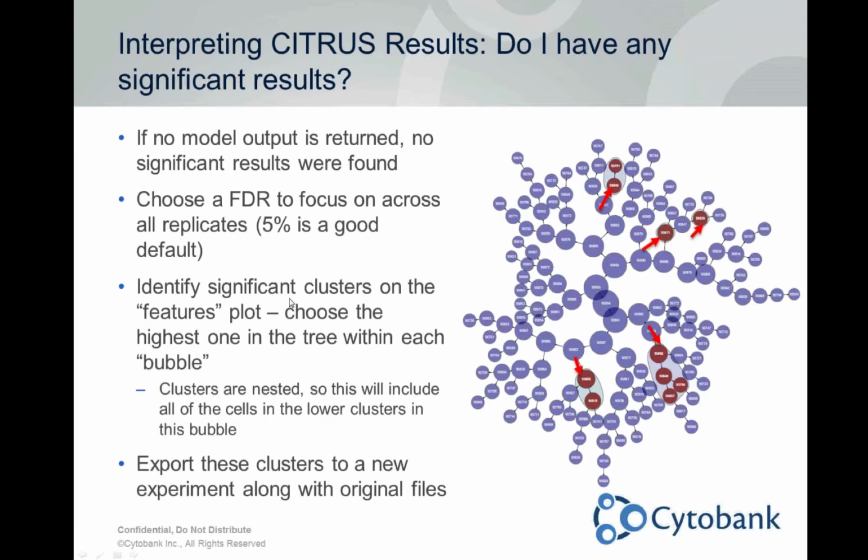So identify the significant clusters on the features plot. You'll get this features plot: features CV min, features CV 1SE, or 1%, 5%, 10% for correlative. What this plot means is kind of just a binary. It's saying, with CITRUS, this node in the middle represents all of your events in your CITRUS analysis. And as it branches out, it's separating your cells by phenotype from all of your files in your analysis.